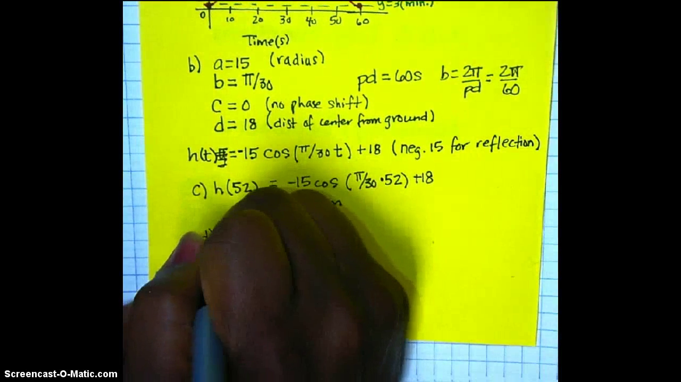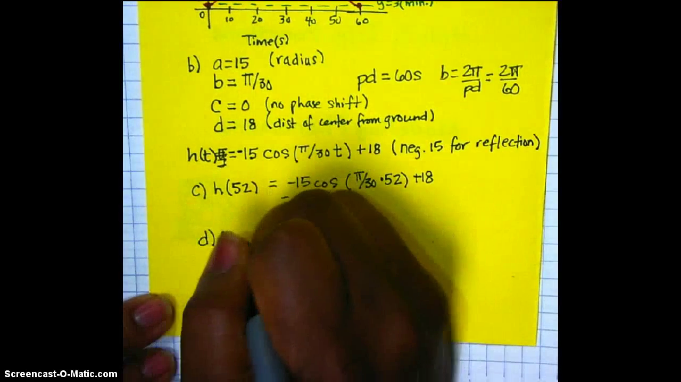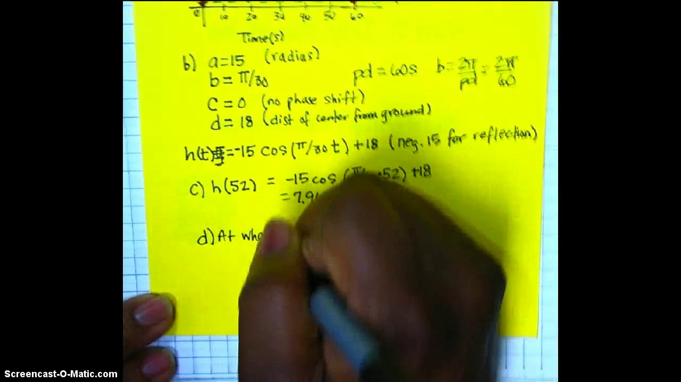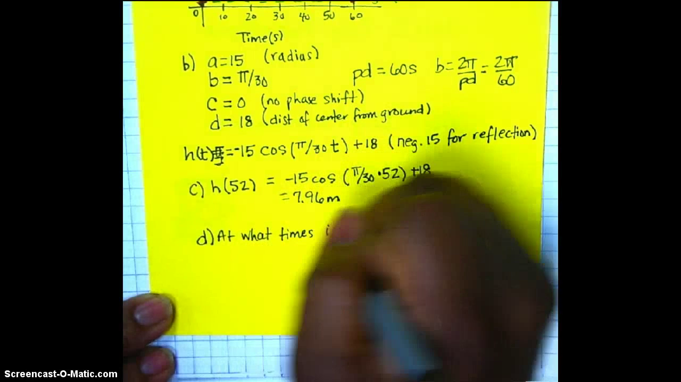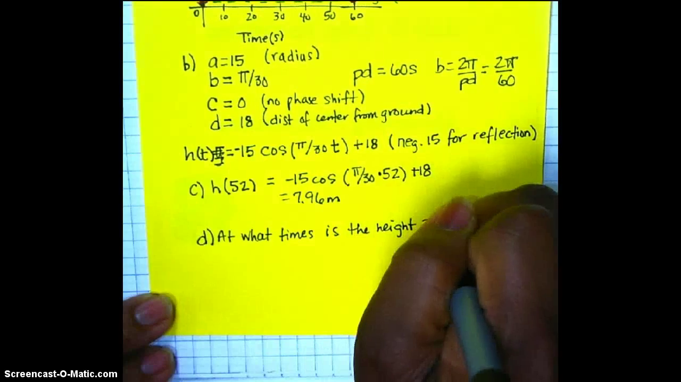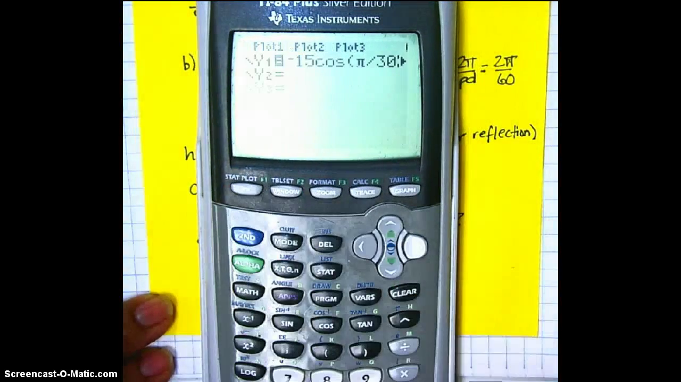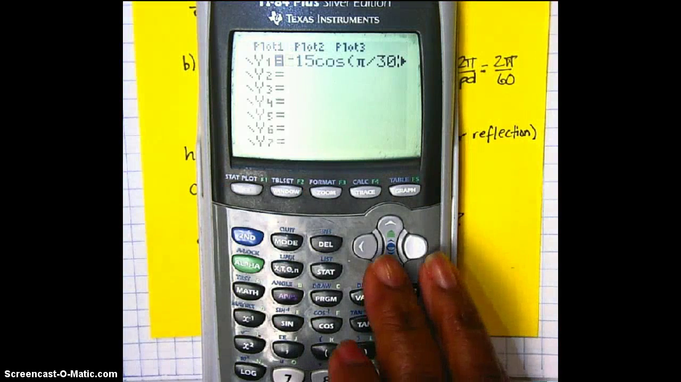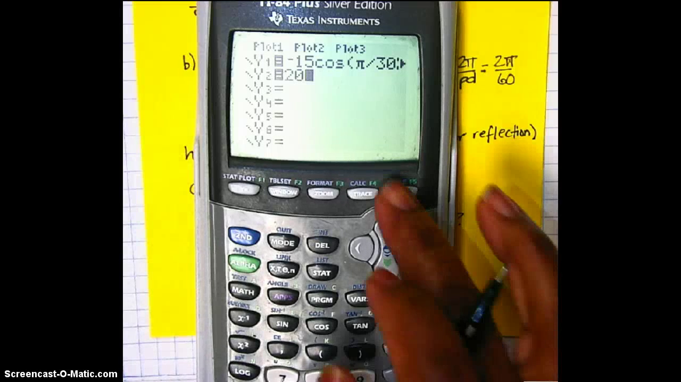Now part D asks us for certain times where the height is 20 meters. At what times is the height 20 meters? We're going to go to our calculator again for this. Go back to y equals. And this time, in addition to plotting that cosine curve, we're going to graph the line y equals 20 to represent 20 meters. And then we'll look for the intersection between these two curves.